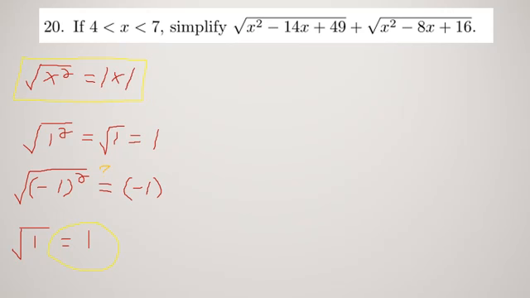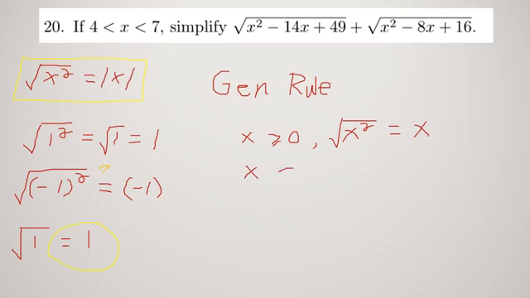So, what's the general rule? The general rule is this. Okay. The general rule is that if x is positive, if x is greater than or equal to 0, the square root of x squared is x lang. But if x is negative, if x is less than 0, then the square root of x squared is not x, but actually negative x.